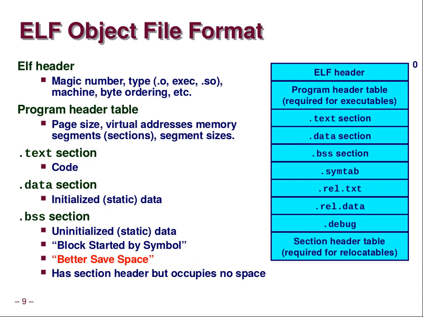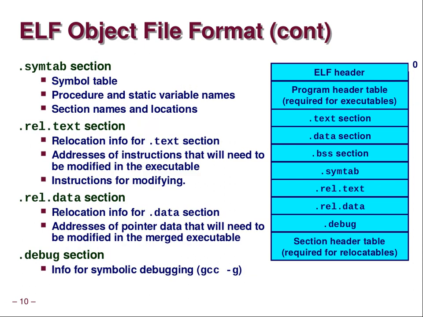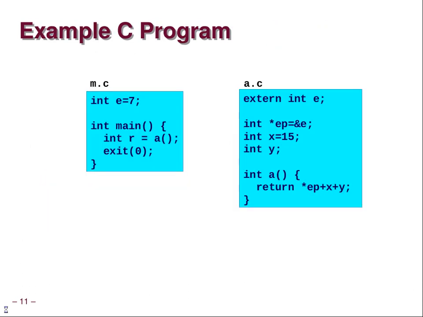I'm going to breeze over some of this because we're going to go far more depth in operating systems, and it's not that important right now. All right, symbol tab. We're going to go through debug. All right, example C program, m.c and a.c. All right, let's go look at this.